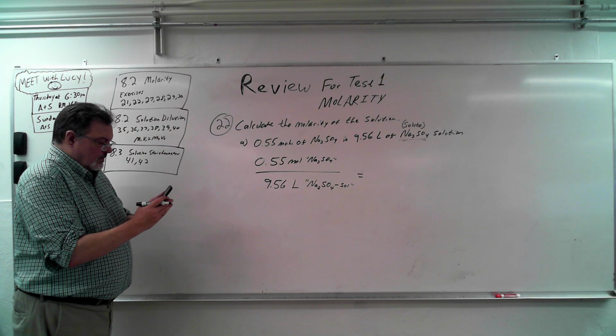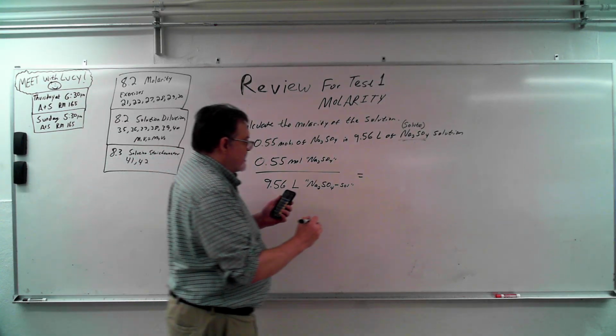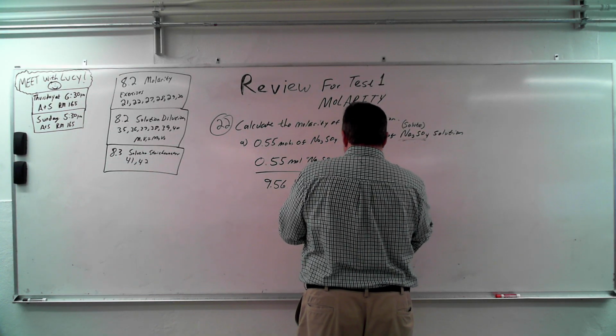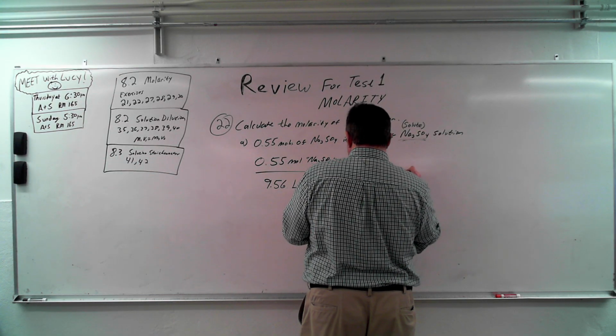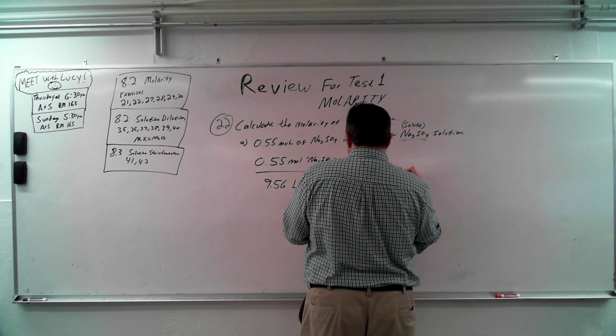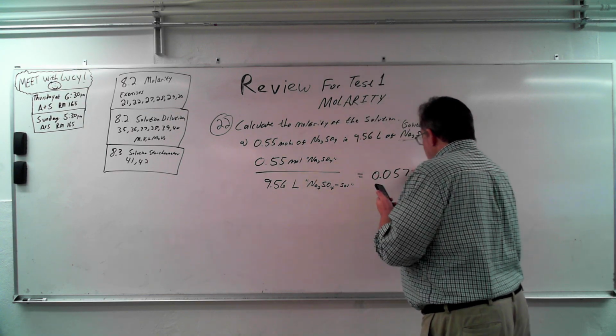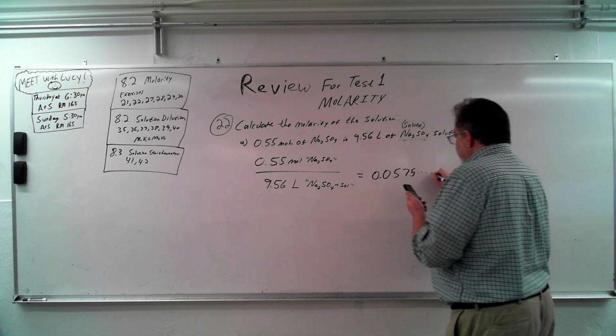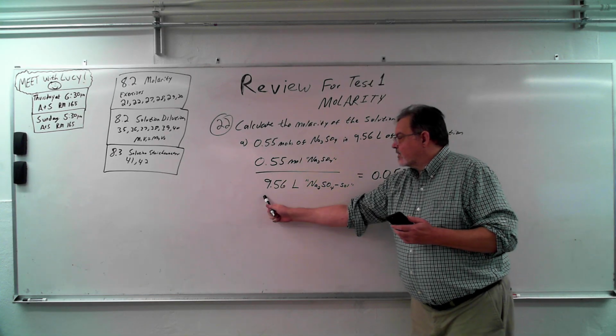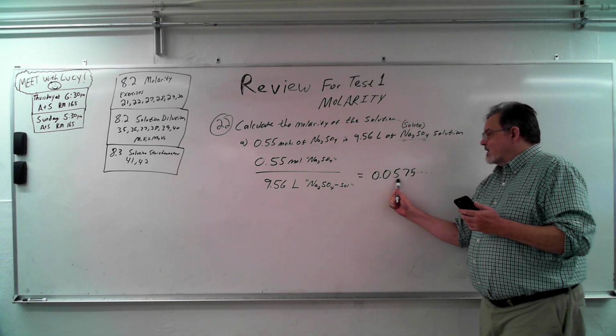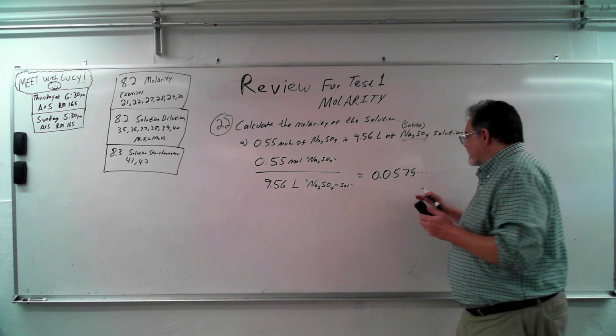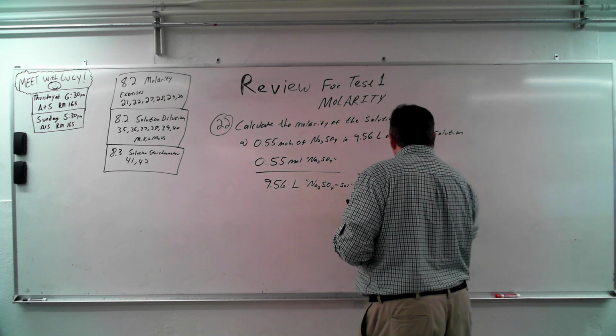0.55 divided by 9.56. My calculator says 0.05, and it shows one more digit. But that's two significant figures. That's 3. So I'm really just keeping these two. The 5 rounds to 7. So I will leave it like this.